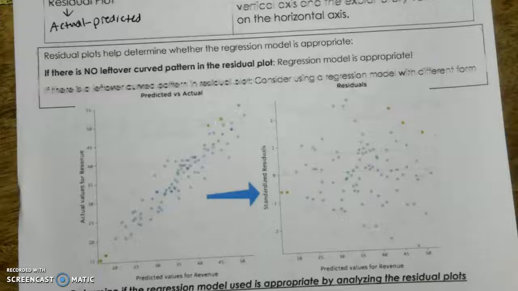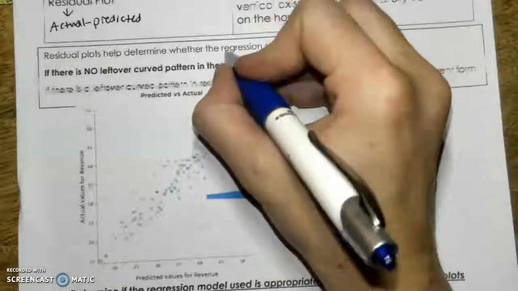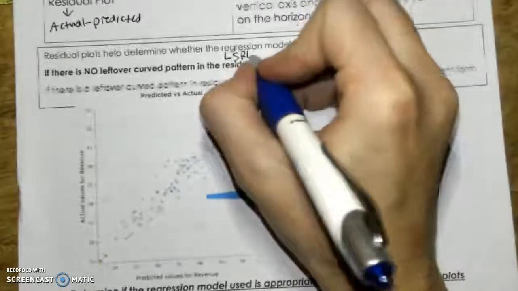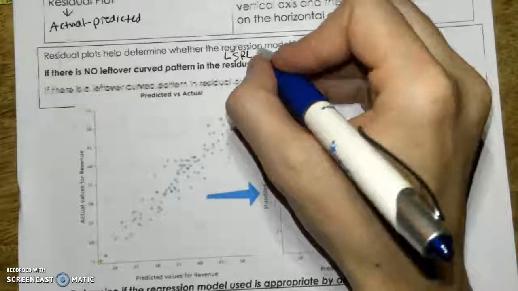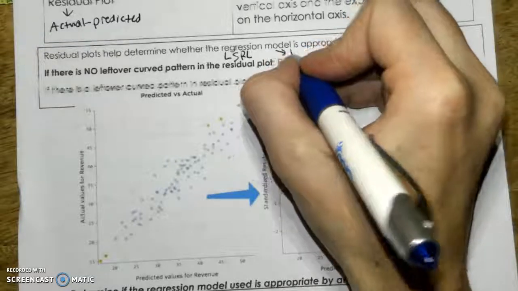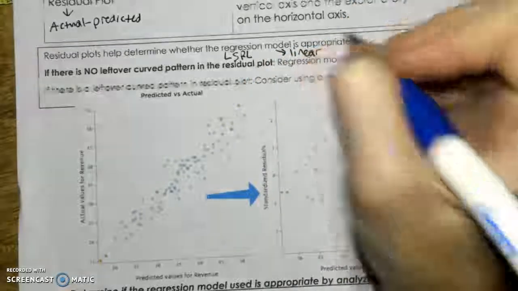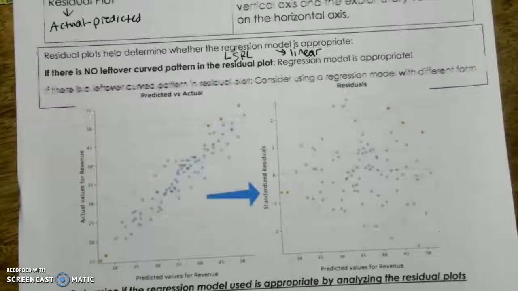So our regression model takes what kind of form? It takes a linear form. Remember, our regression model is LSRL, our least squared regression line. That last L stands for line, right? So our model is a linear model. Now, sometimes linear models are not appropriate for every data set, right? Only if the scatter plot forms a line would that mean that a linear model is appropriate. So our residual plots help us to determine whether or not a linear model is appropriate.